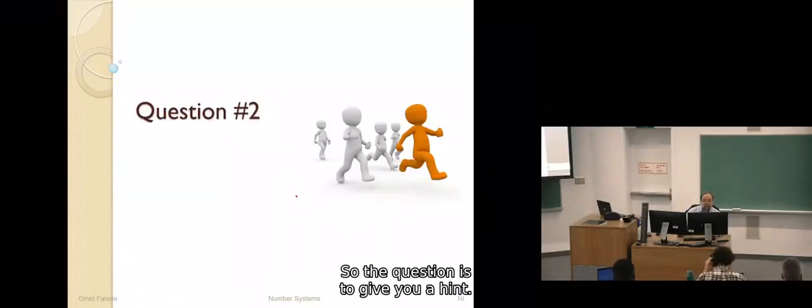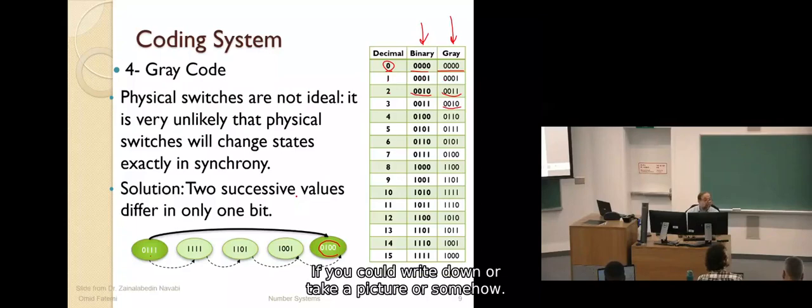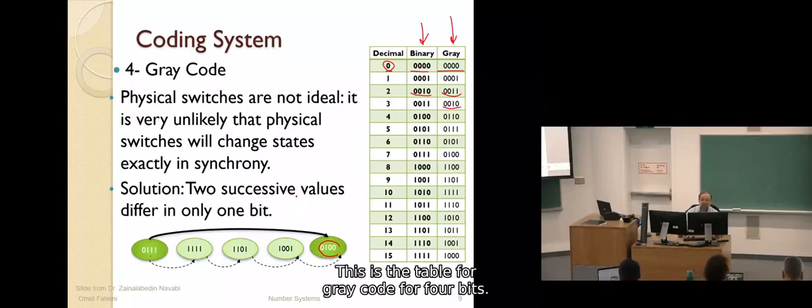So the question is this. To give you a hint, look at this table. If you could, you want to write it down or take a picture somehow. So this table would help you for solving the problem. Okay? This is the table for gray code for 4 bits.